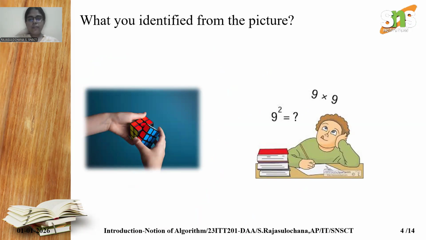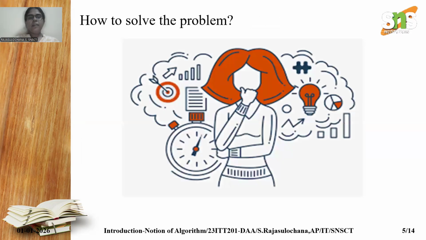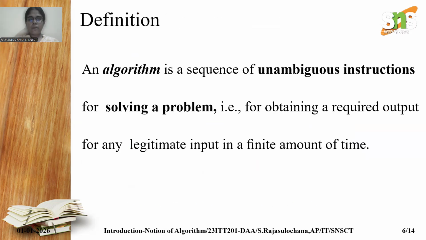So, what do you identify from the picture? Here it is about solving a problem. First picture shows a problem of solving a Rubik's cube, whereas second picture shows the problem of solving some maths. So, yes, as we have said, the answer is problem solving. Now arises a question. When you are given many problems, how to solve a particular problem? Here is the answer to that particular question.